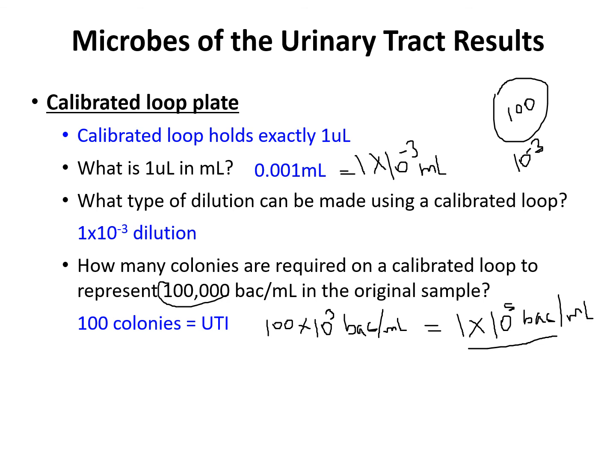What is 1 times 10 to the 5 bacteria per mL? That's the same thing as saying 100,000 bacteria per mL. And we just said that if someone has more than 1 times 10 to the 5 bacteria per mL, we're going to consider that to be a UTI.